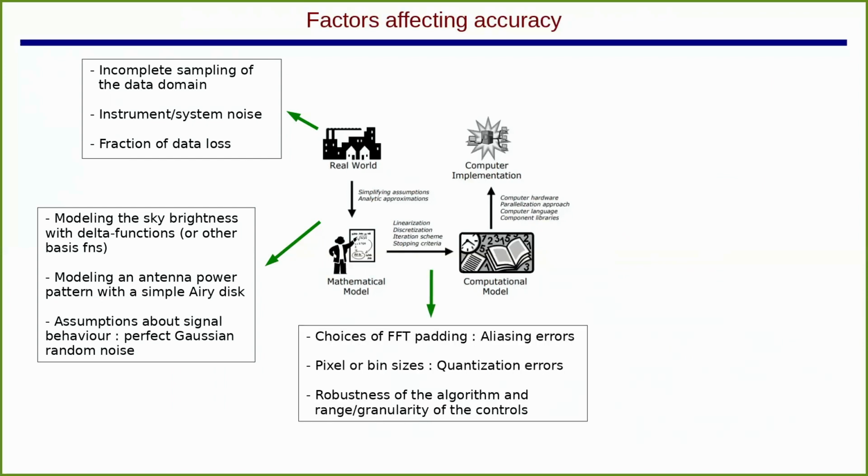When you're implementing an algorithm, the discretization comes in. For example, how do you control aliasing errors? Or what are the pixel or bin sizes you choose for various things? And of course, the algorithms themselves and how much control you allow for them.